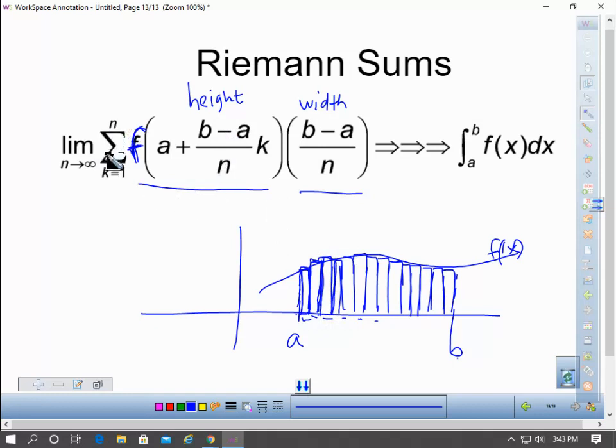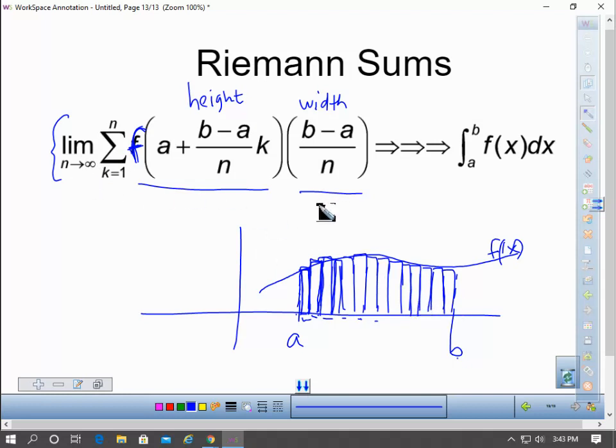And what you're doing is you're summing them up. That's what a sigma symbol does, sums them up. And then we're going to sum up 1 to n. So we can do 10 rectangles, we can do 100 rectangles. Then we're going to take the limit and let the number of rectangles go to infinity. So we're going to do an infinite number of rectangles.